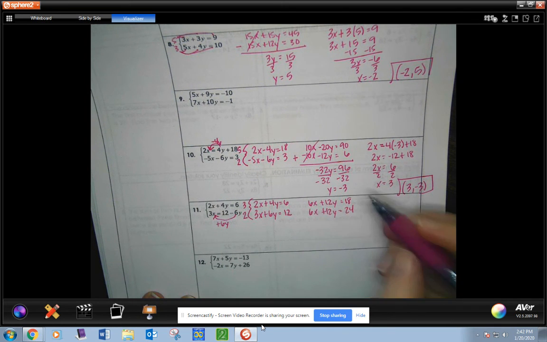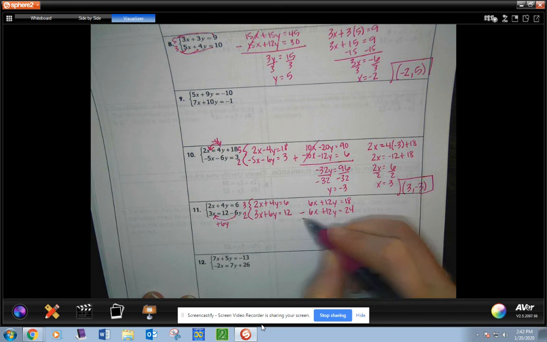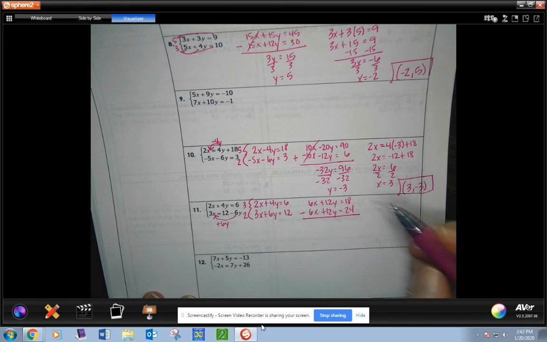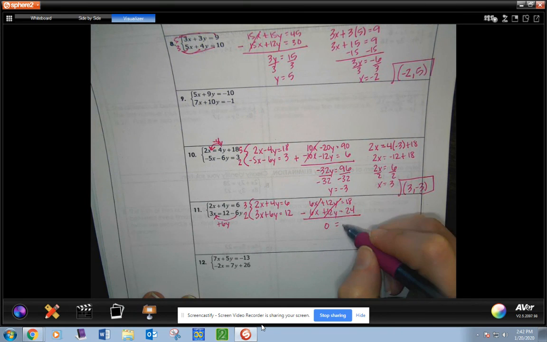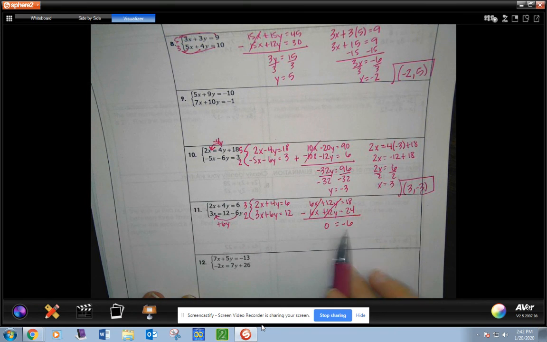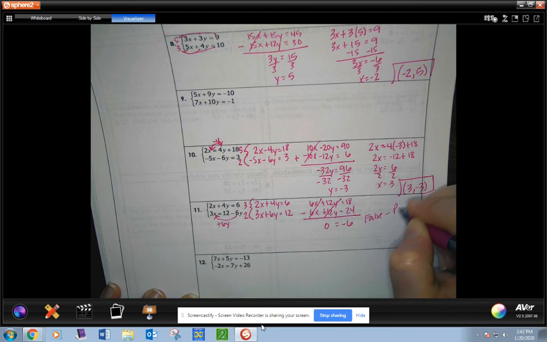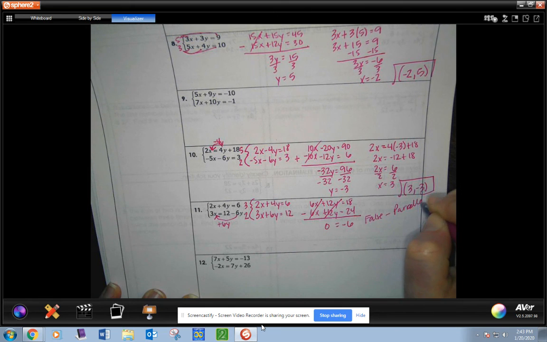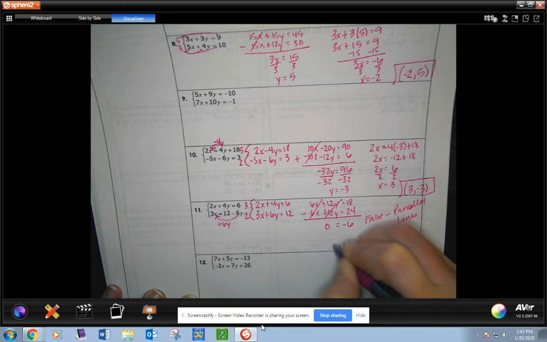Now my x's are the same, so if I have 6 and 6, 6 plus 6 will not give me 0, so I have to subtract. 6 minus 6 cancels. 12 minus 12 cancels, so I have nothing left on this side. And 18 minus 24 becomes negative 6. Since I don't have letters, this statement is a false statement. Remember, false means parallel lines, and if it's parallel, your answer is no solution, or you can use the symbol.